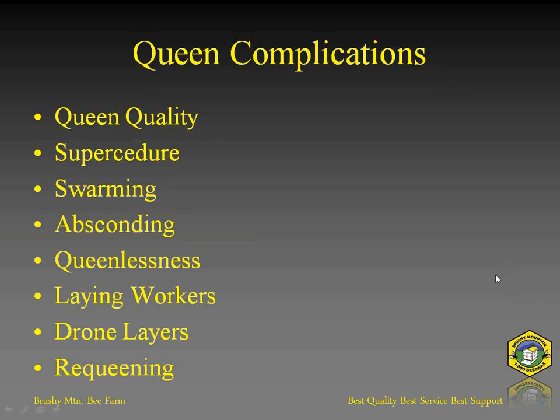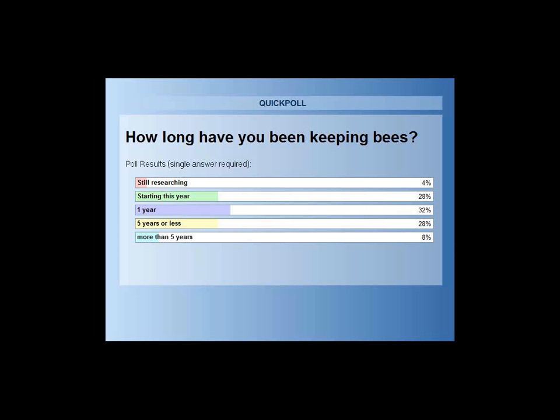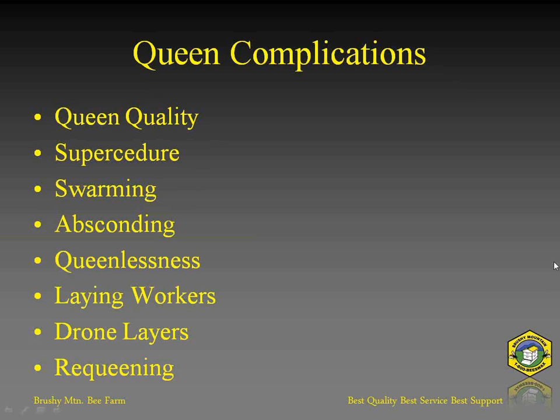It's pretty evenly distributed actually. 28% started this year, 32% have 1 year under their belts, and 28% have 5 years or less. And then we've got a total of 12% scattered in the still researching and more than 5 years. Let me share those with you real quick so you can get a sense of where we all are.